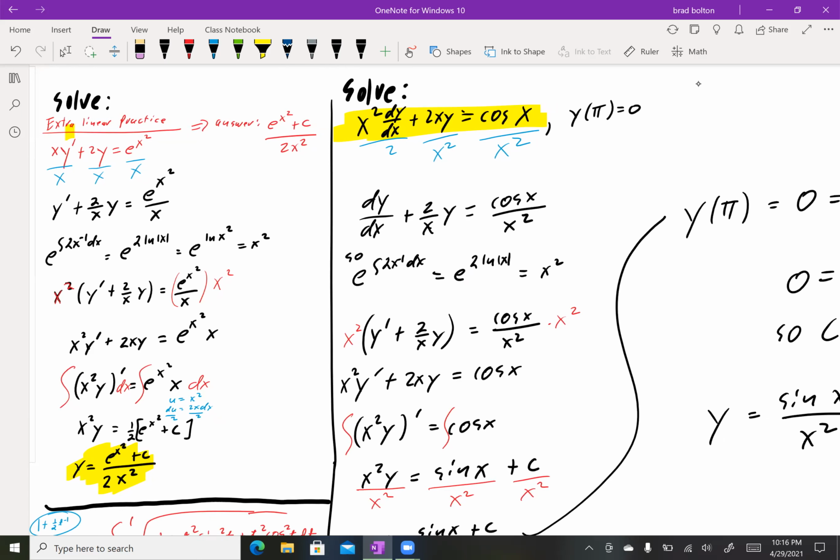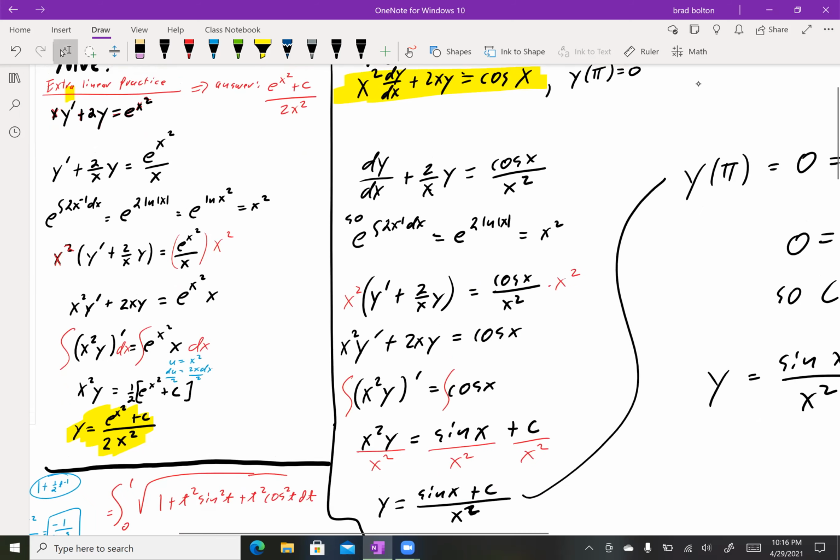So again, the stuff in blue was added after I started the problem. Maybe I should write this: x y prime plus 2y equals e to the x squared. When you divide by x, you end up with this, and then I went from there. So here's our solution down there.